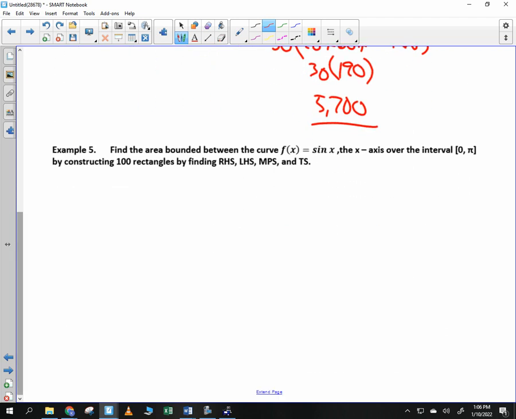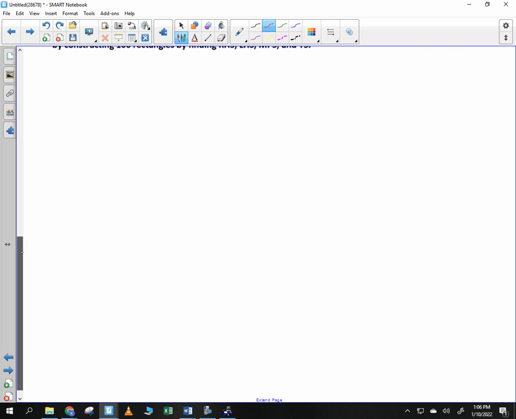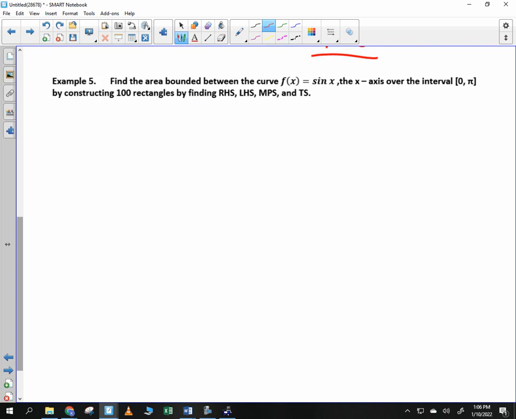It says find the area bounded between the curve f of x equals sine of x, the x-axis, over the interval 0 to pi by constructing 100 rectangles. So we are going to find R sub 100. We're going to find L sub 100, M sub 100, and T sub 100. First, I think it would be helpful to get an idea of what the graph looks like. Would you agree? So, somebody describe the graph.